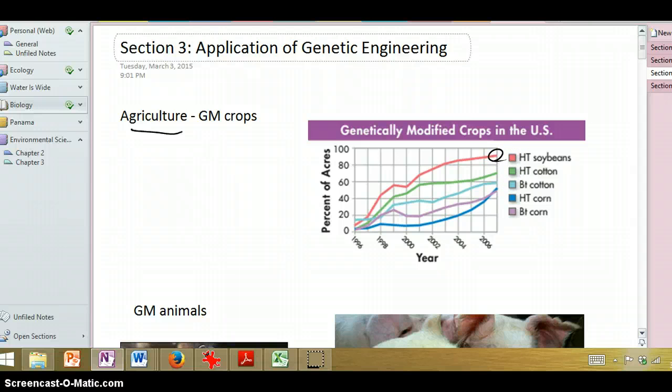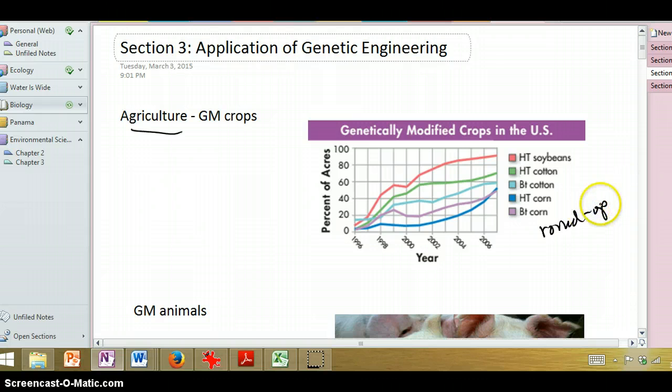These particular forms of these plants, the HT stands for herbicide tolerant. In particular, these plants have a gene introduced to them that came from a different species that makes them resistant to the herbicide called Roundup. So the farmers can spray the field to kill the weeds, but it doesn't kill their soybean or cotton plants.